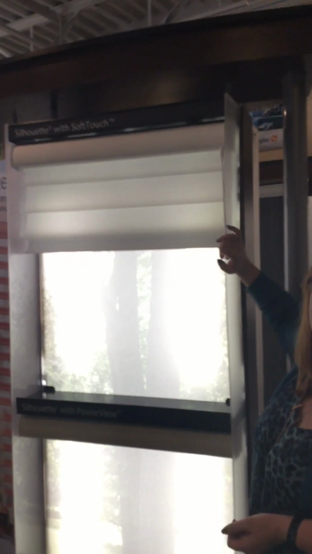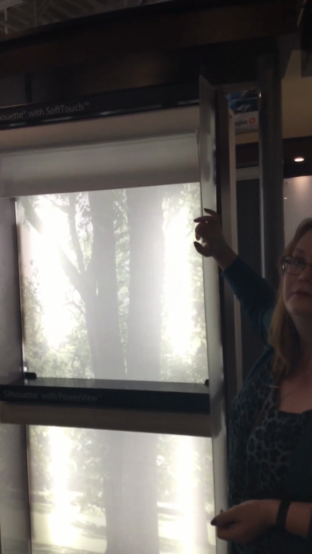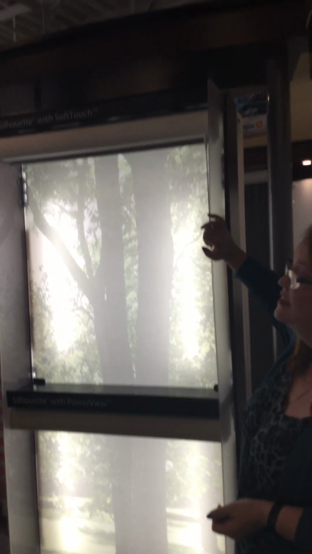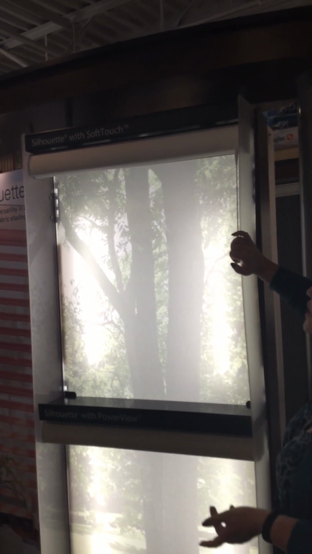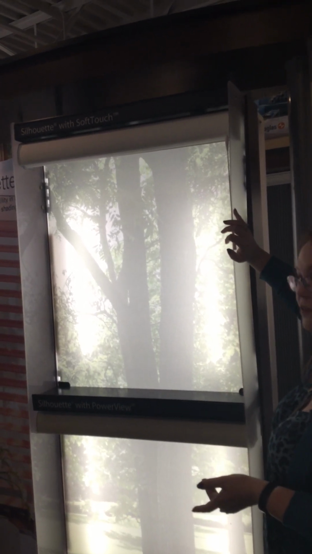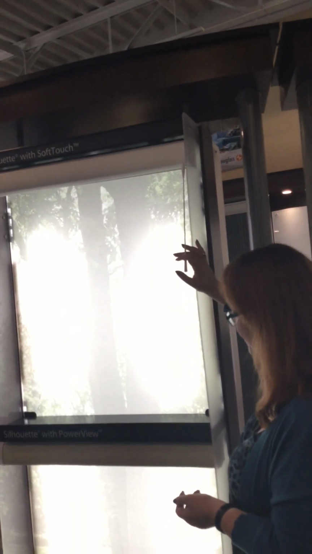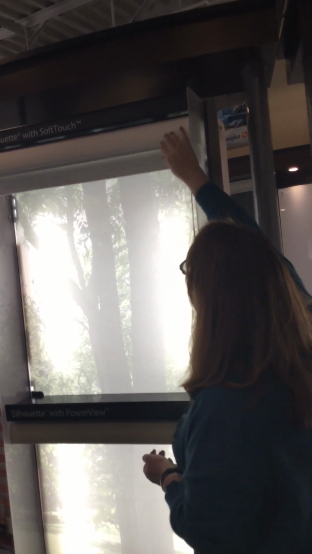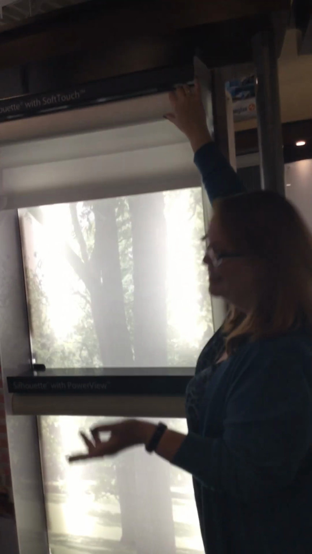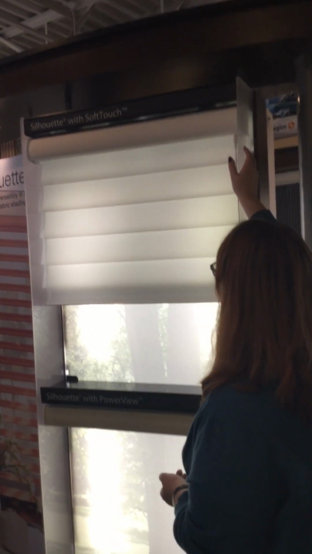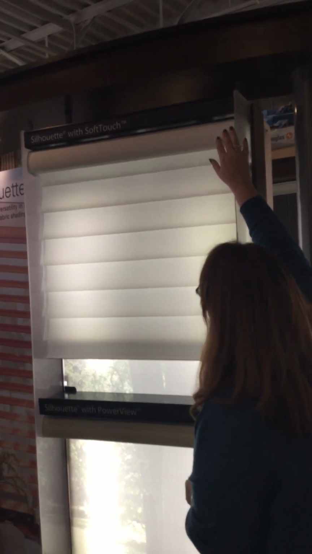And you have your other options for control devices with that? Yes. This can be continuous loop, it can be soft touch, it can be full power view motorization, and Ultra Glide, although I would never sell this with Ultra Glide, it's just too difficult to use. You can imagine trying to figure out which magical direction to open the louvers. So Ultra Glide's out.